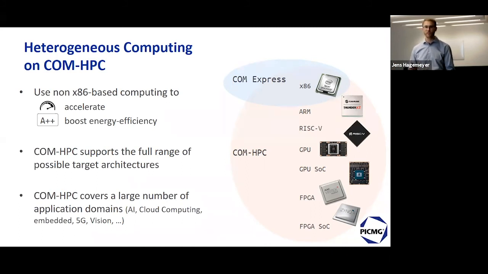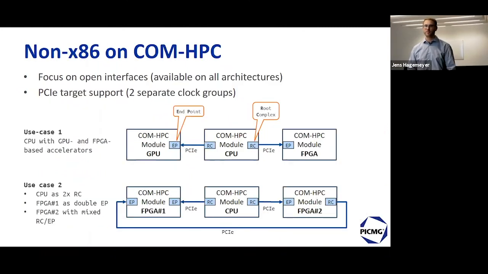We want to support all these target architectures to cover the widest possible range of application domains. The new COM-HPC specification completely uses open standards and interfaces, which are supported by all target architectures. Apart from the fact that there are many more PCI Express lanes in COM-HPC than COM-Express, a COM-HPC module can also be used as a PCI Express endpoint or target device. This allows us to couple different modules of heterogeneous kinds to create highly flexible architectures.